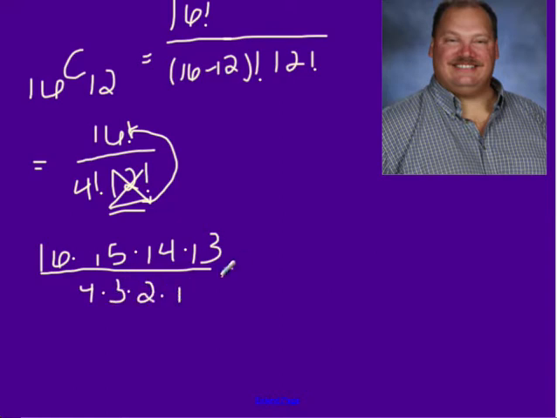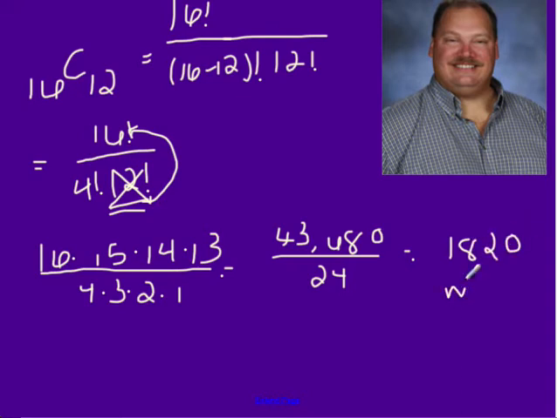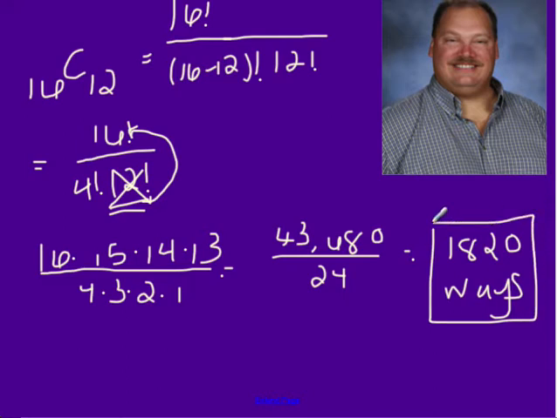So let's go ahead and multiply that top out. 16 times 15 times 14 times 13 gives us 43,680. And then we're going to multiply 4 times 3 times 2 times 1, and you get 24. So you're going to take 43,680 and divide it by 24, and that's going to give you 1,820, and then we're going to write ways. So that's how many different ways Mr. Picard could choose that group of students. Again, it's a word problem, so we want to make sure we label it.